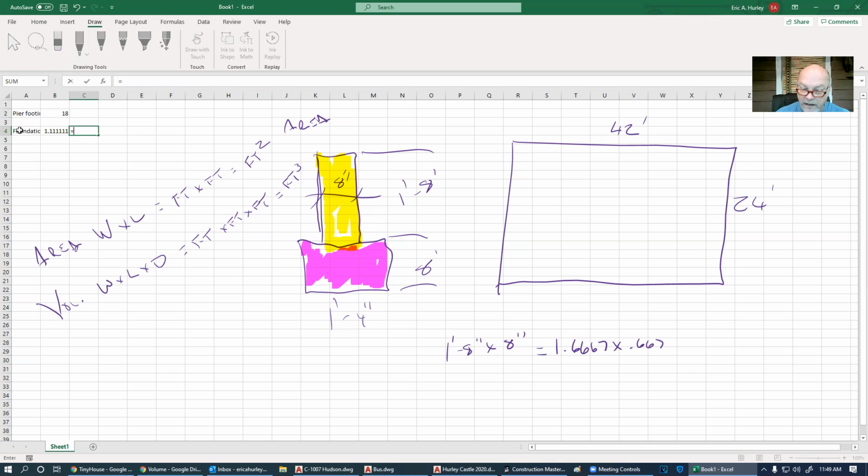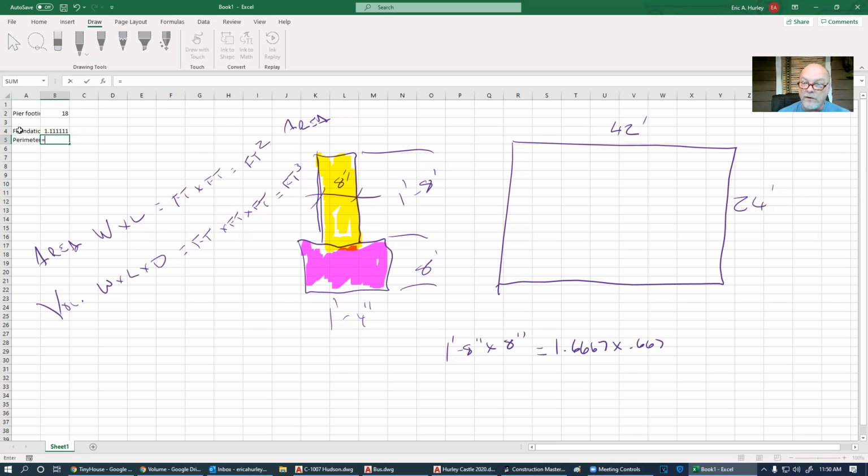In other words, if I just put 1.67 times 0.67, you'll see that I end up with a different number here. And this is the correct number. This is not the correct number. So don't just stop at 2 decimals. Keep them going.